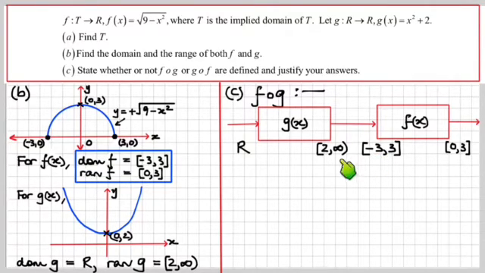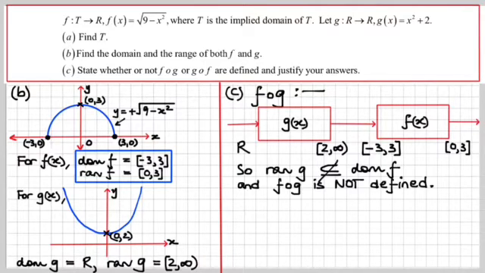This is trying to go all the way to plus infinity. This thing stops at plus 3. So we've got a problem. We have a problem here. The range of g is not wholly contained within the domain of f. No, no, no. So therefore, what can you conclude? You conclude that fog is not defined. That's what you conclude. It's not defined, guys.